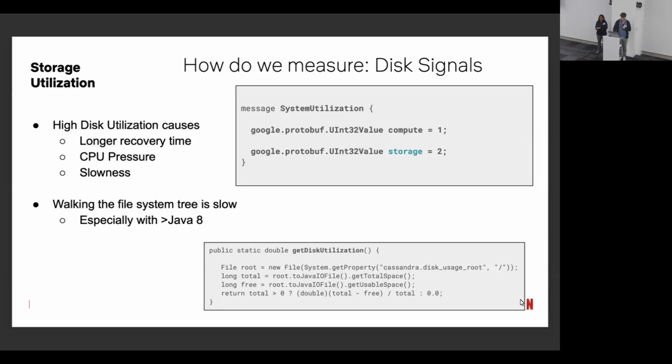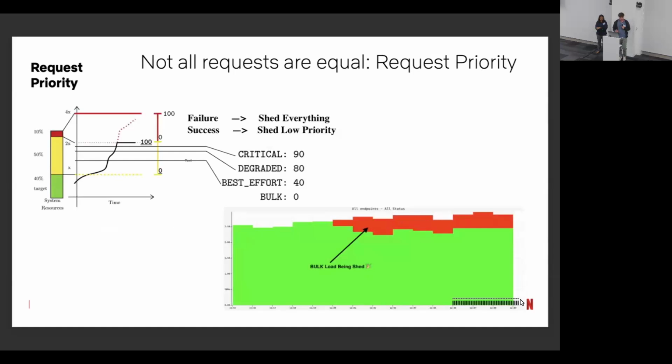So that's disk. Finally, I'll talk about request priority. We mentioned that this is prioritized load shedding, not just normal load shedding. That's because we have alongside it developed a system to propagate the priority of a request from the client app up to the database layer, so that when we do make a shedding decision, we can make it in the context of the importance of each request.